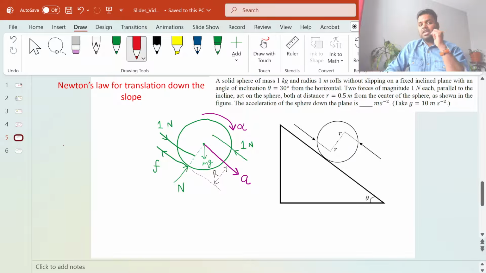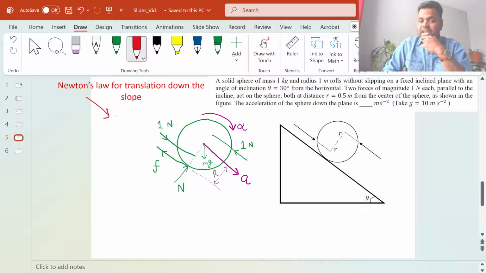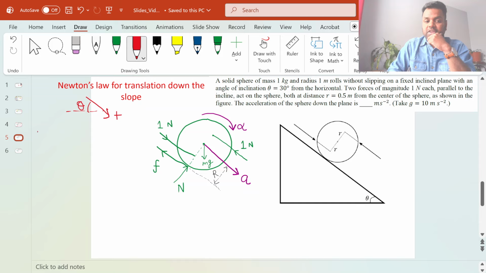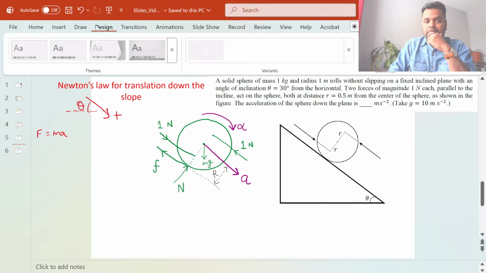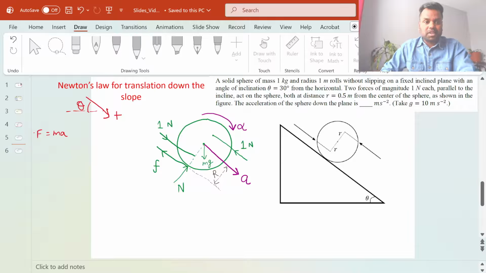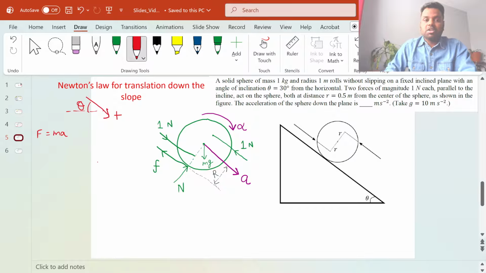Now, second thing, we are going to apply Newton's law for translation down the slope, which means in this line, and let's say down the slope is positive, and this direction is theta degree, right? So let us write F equal to ma down the slope. So we are going to write F equal to ma here. So F equal to ma in this direction, right?